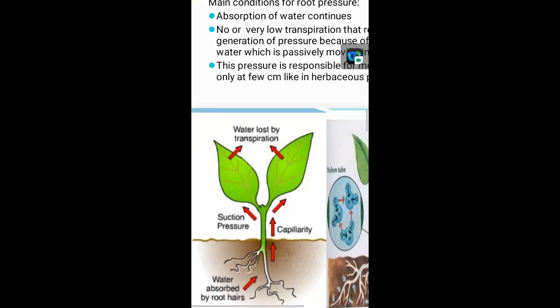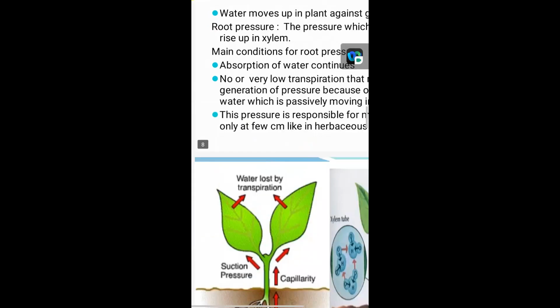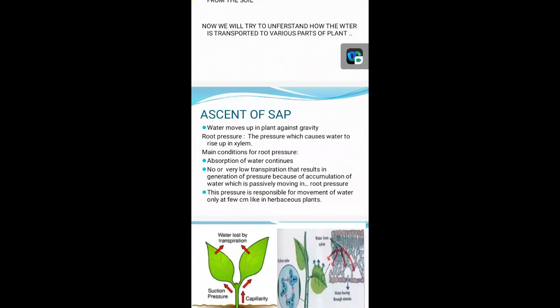So the root pressure, the pressure which causes the water to rise up in xylem. So what are the conditions for the root pressure? How is the root pressure created?